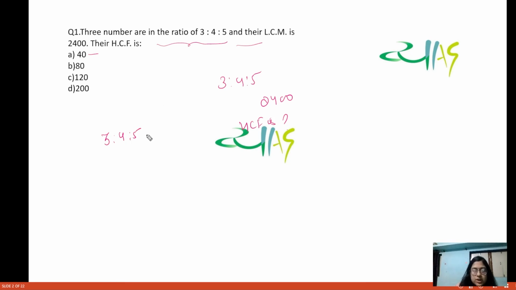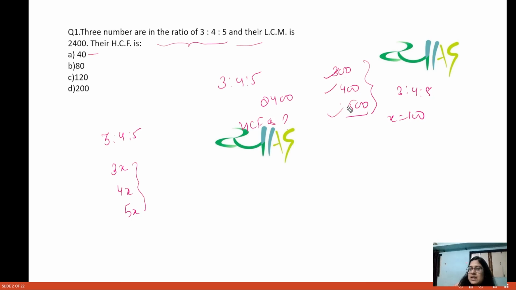We will study ratio and proportion in the coming classes, but for now, remember that if three numbers are in the ratio 3 is to 4 is to 5, we can write these numbers as 3x, 4x and 5x. For example, if you have 300, 400, 500, these numbers are in the ratio 3 is to 4 is to 5. That means x is 100 here. That is why these numbers are becoming 300, 400 and 500. So I hope you can understand why I wrote 3x, 4x and 5x.